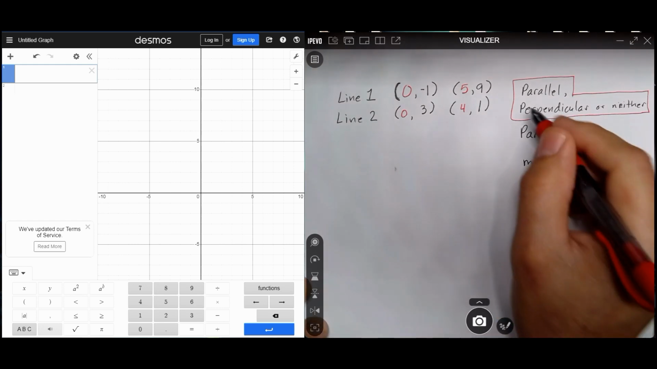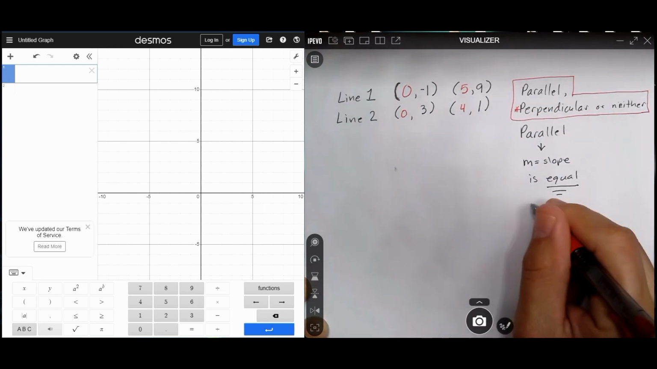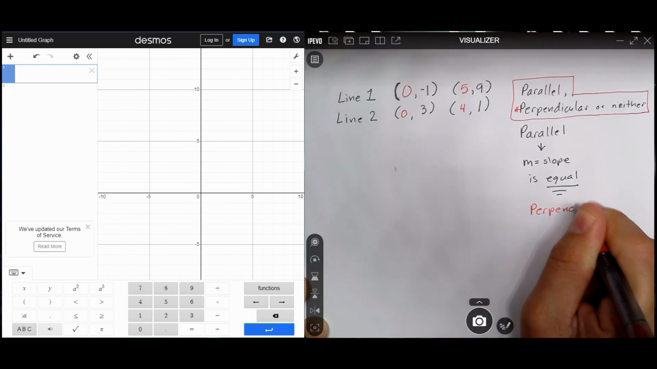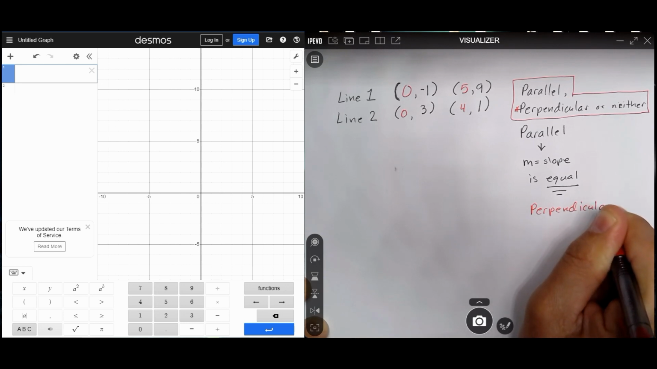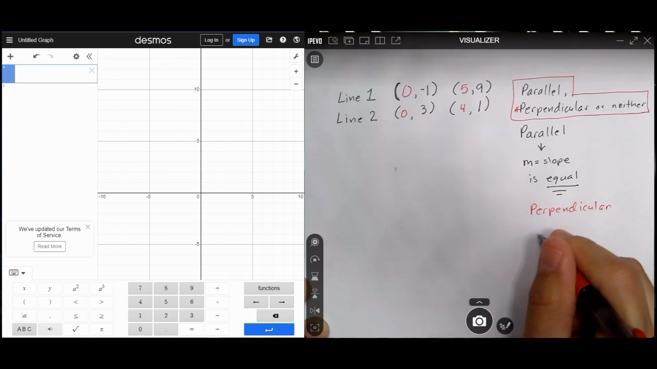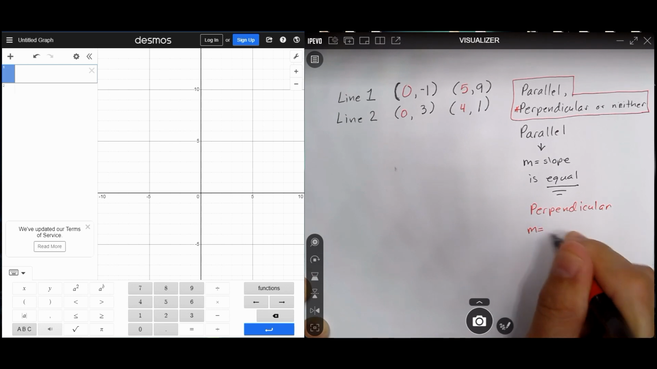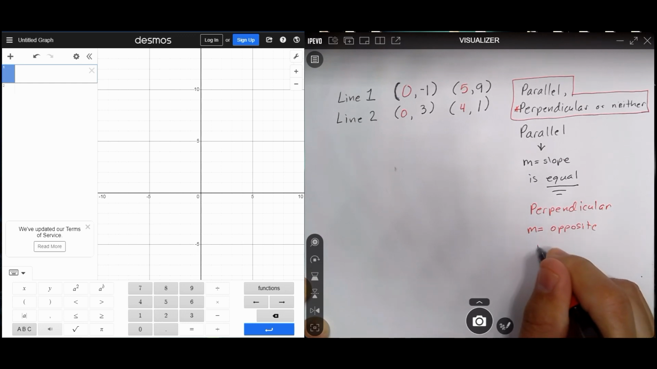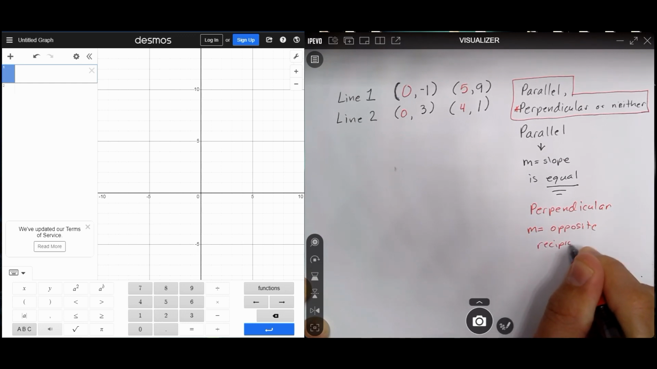On the other hand, when it comes to perpendicular, I'm going to put a star by it. If the line is perpendicular, we can also tell by the slope. It's very unique because in that case, m is going to be what we call the opposite reciprocal. So opposite reciprocal.